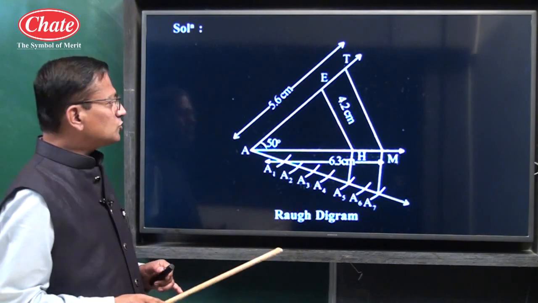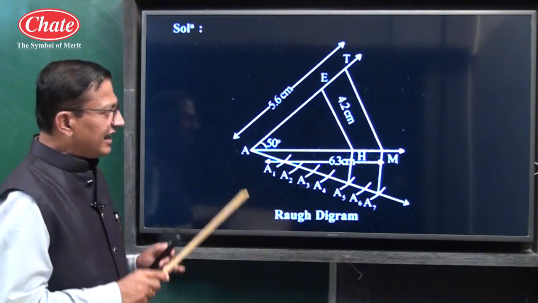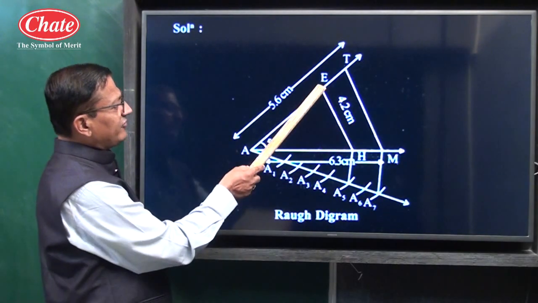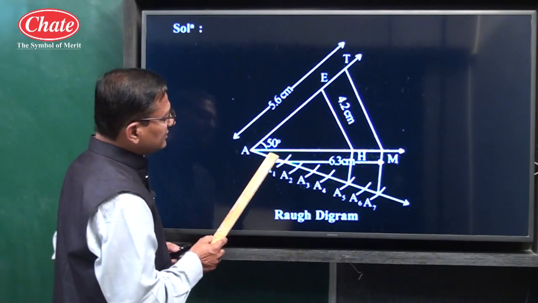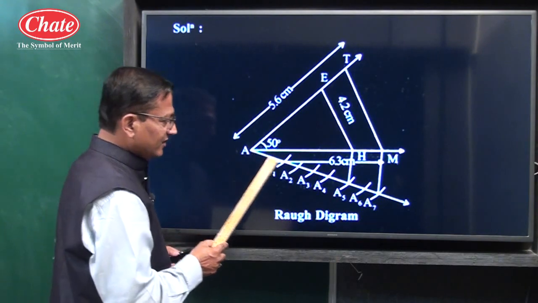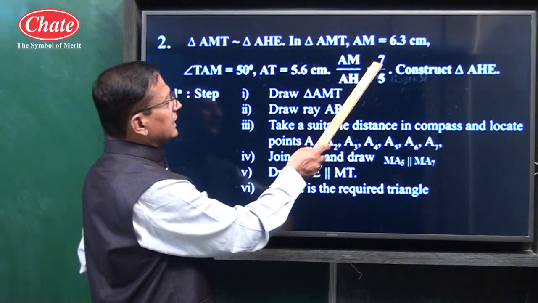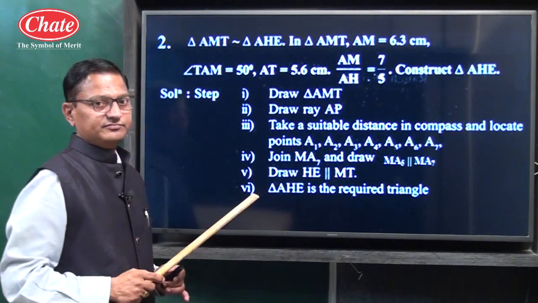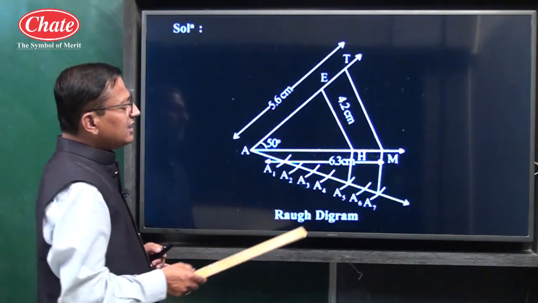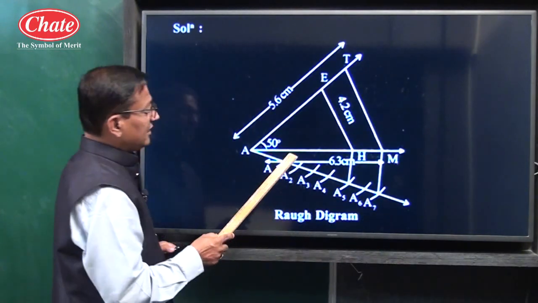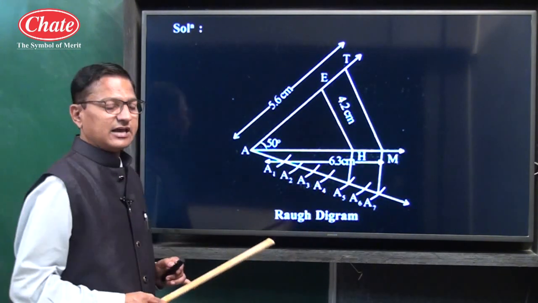Now we have to draw triangle AHE. For this we have to find where is point H and where is point E. So take any angle with point A. Draw this arc. Here in the ratio the larger number is 7. So draw 7 arcs here: arc A1, A2, A3, A4, A5, A6 and A7.